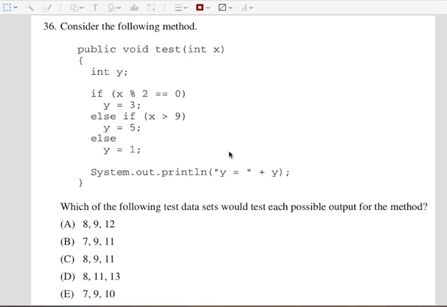Okay, welcome everybody. Here's one last video. I'm going over one more multiple choice question. This is question number 36, and it has an idea that's a little bit different, so I wanted to go over it with you. So first of all, there's this method called test.